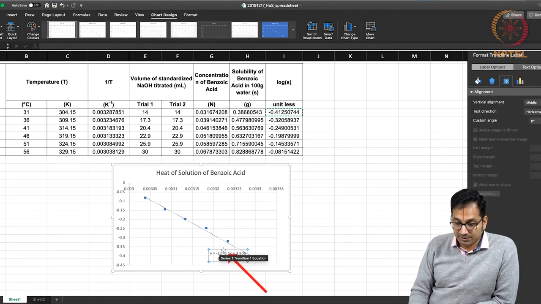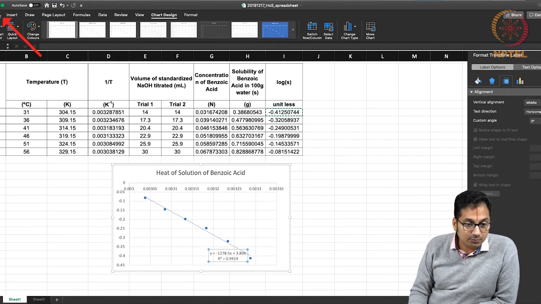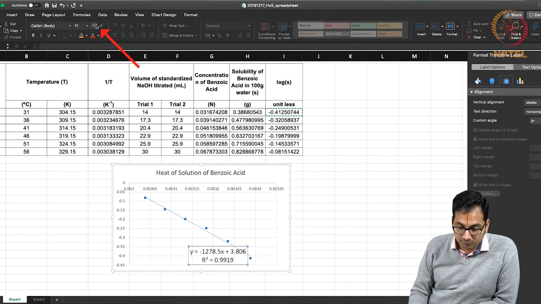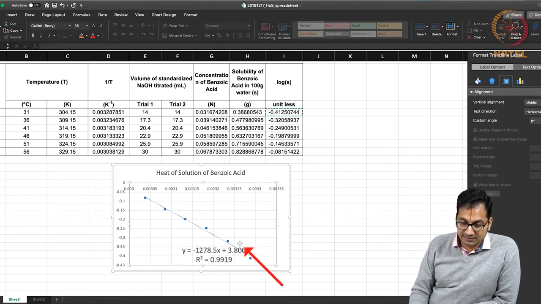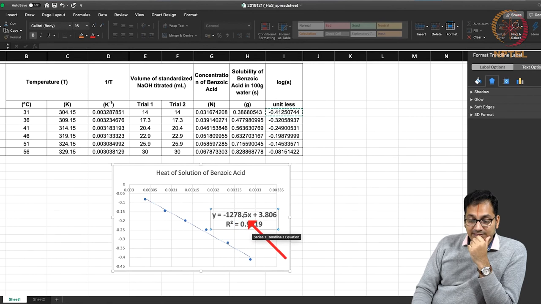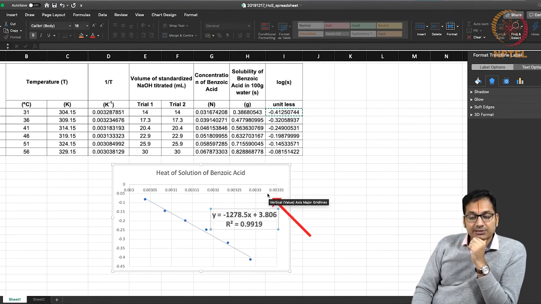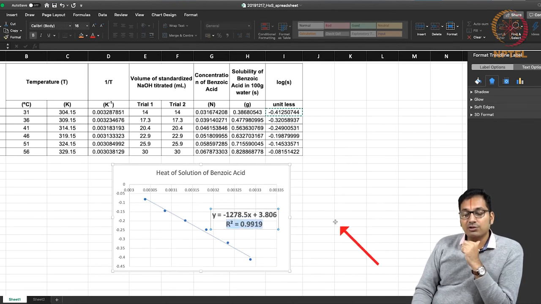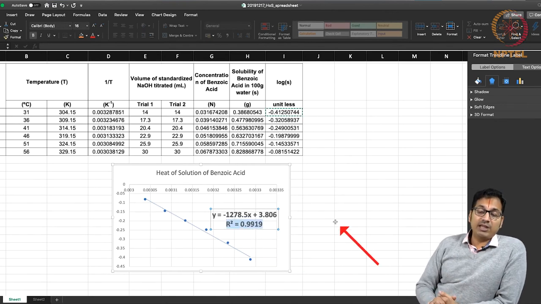Let me make this a little bigger. So you are able to realize that you have a slope of minus 1278.5. Since you are doing the ln plot and it's 1 over t, be careful about the units. So if you are using R in whatever units, you are going to get the delta H naught in similar units. And temperature is already in absolute Kelvin, so this is all fine. And if you look at the R square, which gives you the goodness of fit, you are able to see that it's very, very close to 1.